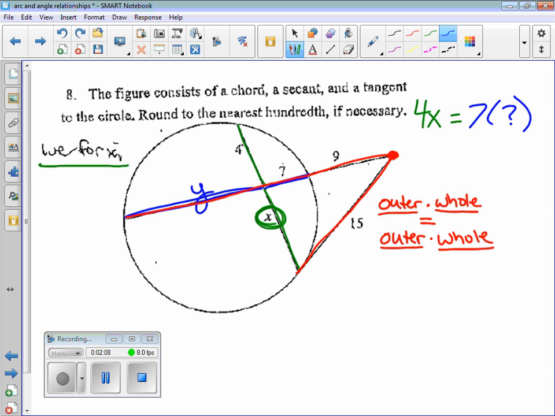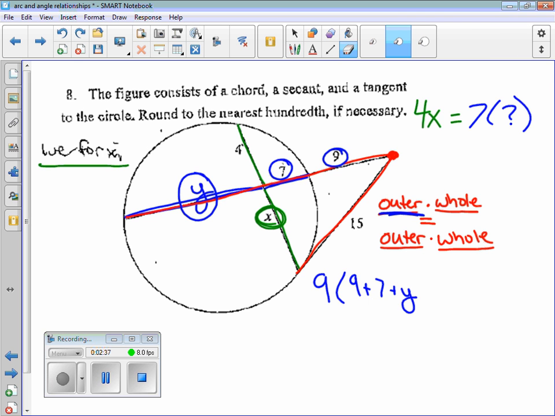So what is the outer length of the secant? It's 9. Now what is the whole length of the secant? It's 9 plus 7 plus whatever this length is. So 9 plus 7 plus y. Do I really need to write all that? Not really. What's 9 plus 7? 9 plus 7 is 16. So the length of that secant is 16 plus y.